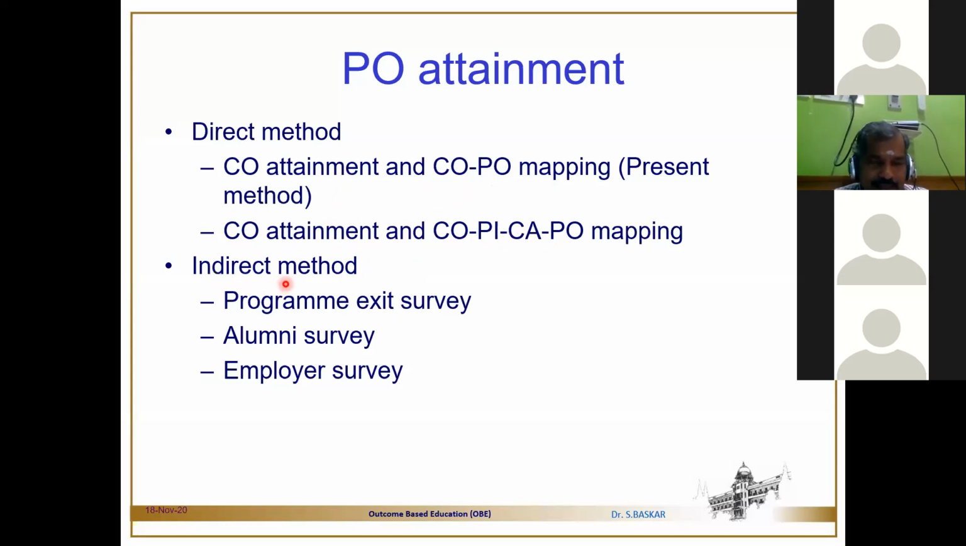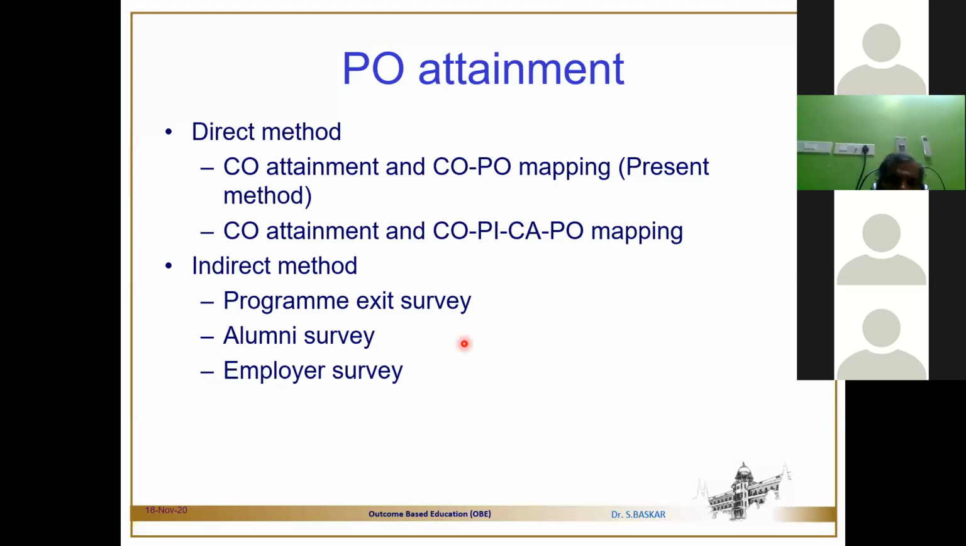Then we will also discuss some of the indirect assessment methods. We have three methods for indirect assessment. One is called the program exit survey or graduate exit survey. We have the alumni survey and employer survey. We can also collect the opinion from our professional bodies. We have so many methods, but the popular methods are three: graduate or program exit survey, alumni survey, and employer survey. We'll discuss the direct method, the elegant simple method, and simple indirect methods.